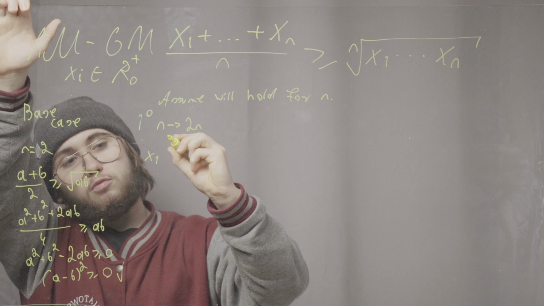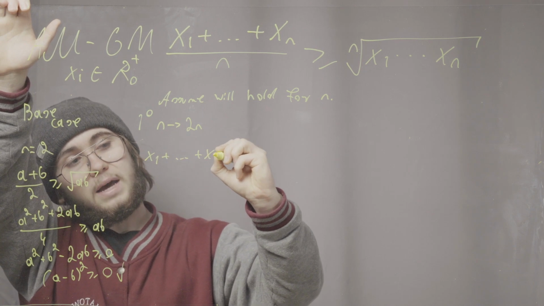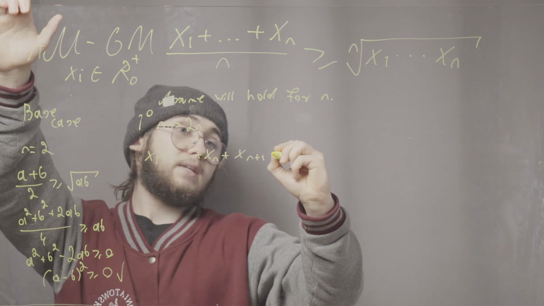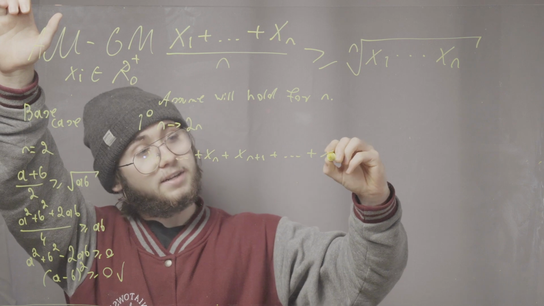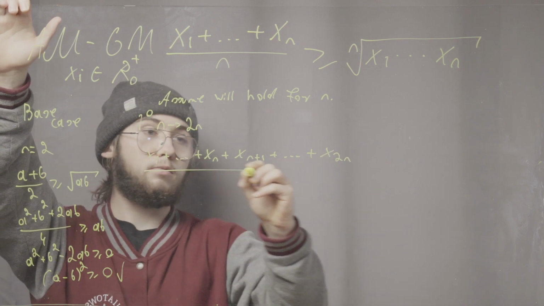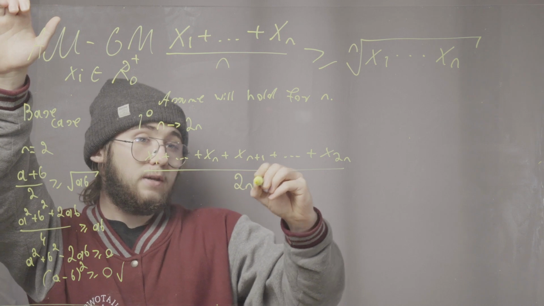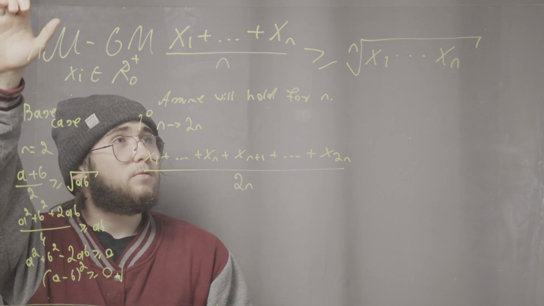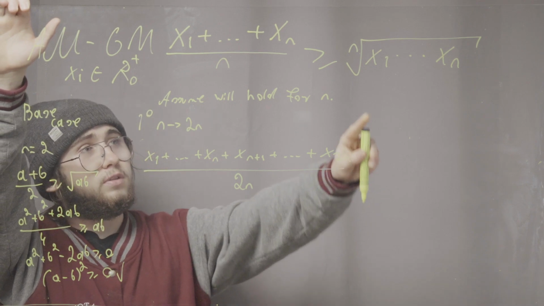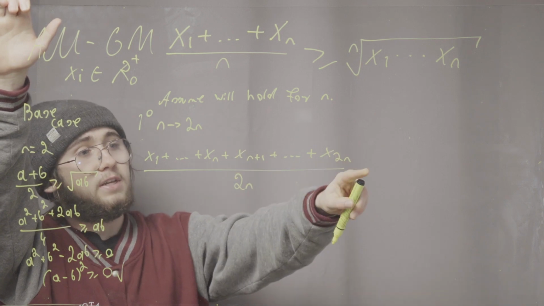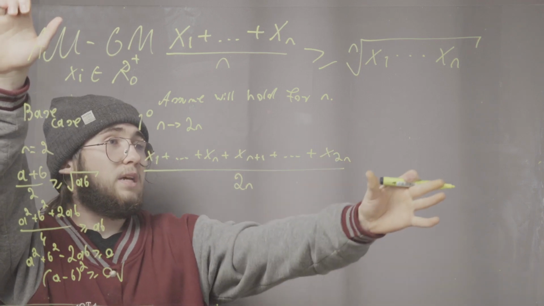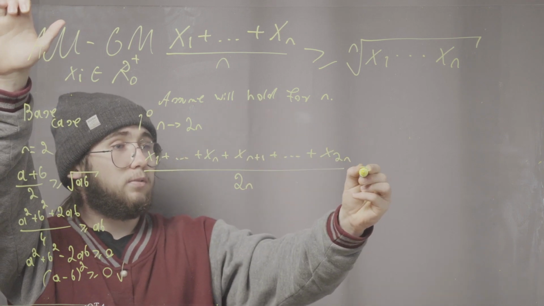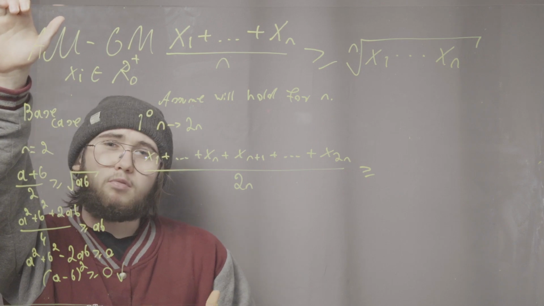I will get x1, I'm adding stuff up to xn, then I'm adding x sub n plus 1, and then I'm adding stuff again up to x sub 2 times n, and then I will divide everything by 2 multiplied by n. And I would like to prove that this is greater than or equal to the product of all those numbers to the power of 1 over 2 times n, but I'm not going to be writing the right hand side here. I will just be manipulating this expression here. So how can I rewrite it actually?